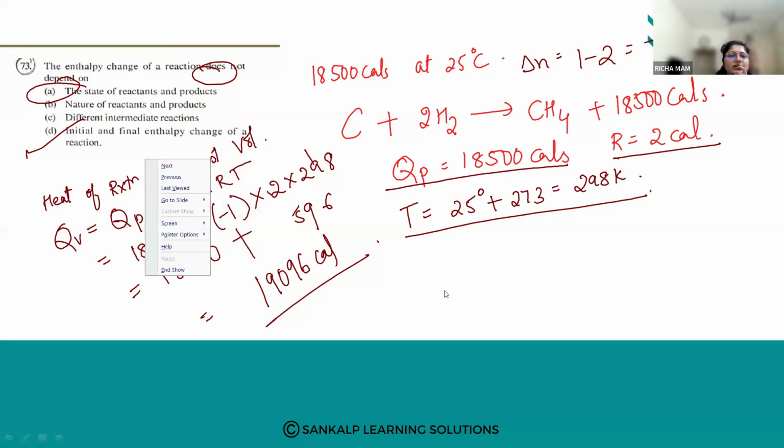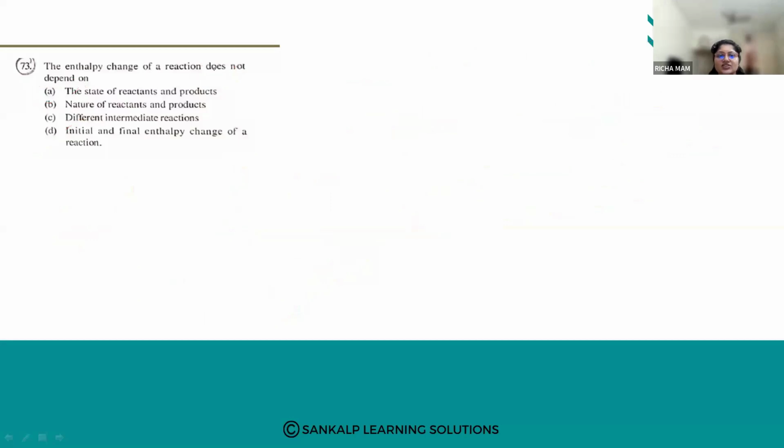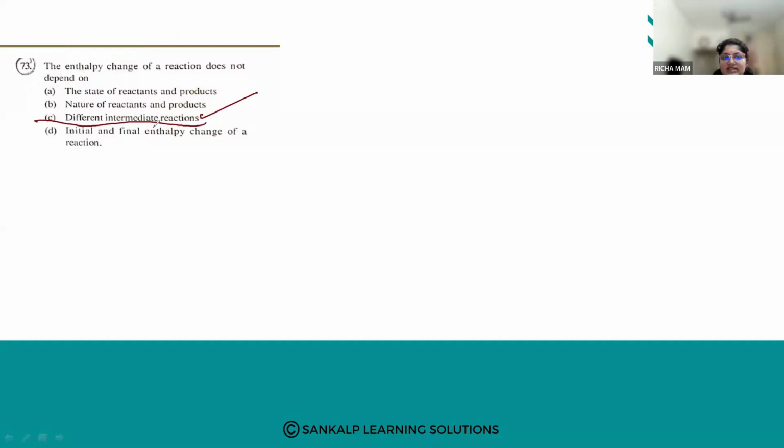Next question. The enthalpy change of a reaction does not depend on what? This is a theory based question. The enthalpy change of a reaction does not depend upon the different intermediate reactions. It depends upon the state, the nature of reactants and products, the initial and final states. It does not depend on the different intermediate reactions. So option number C is the answer.